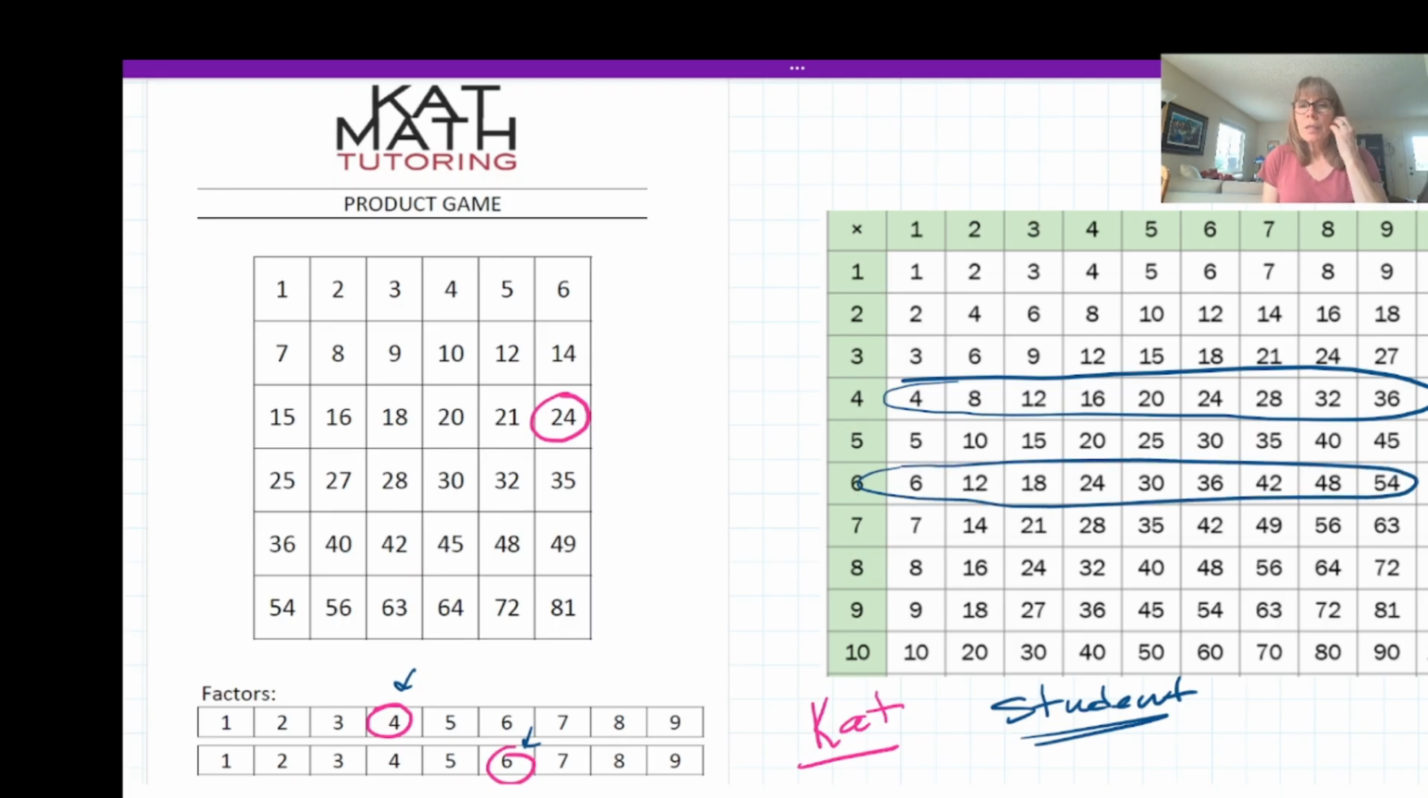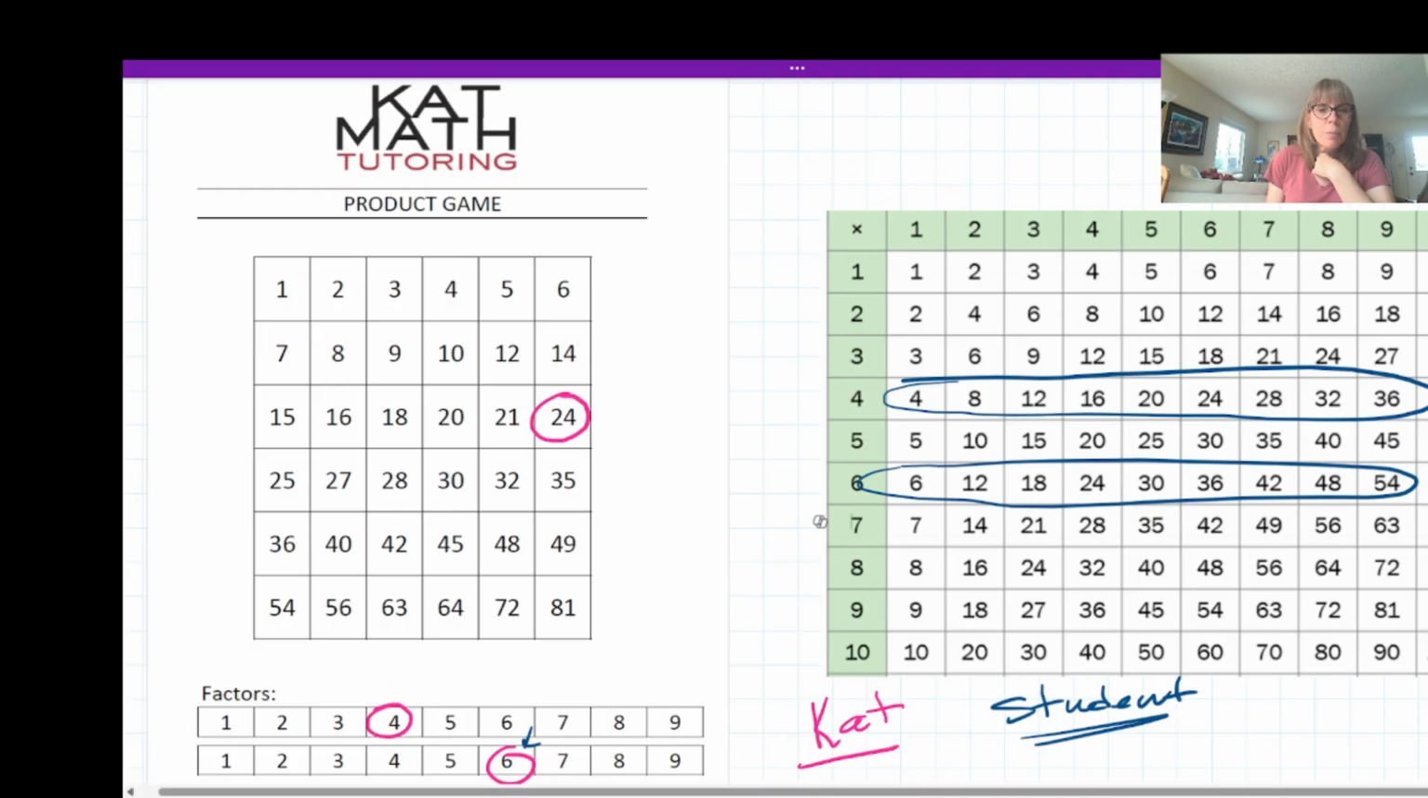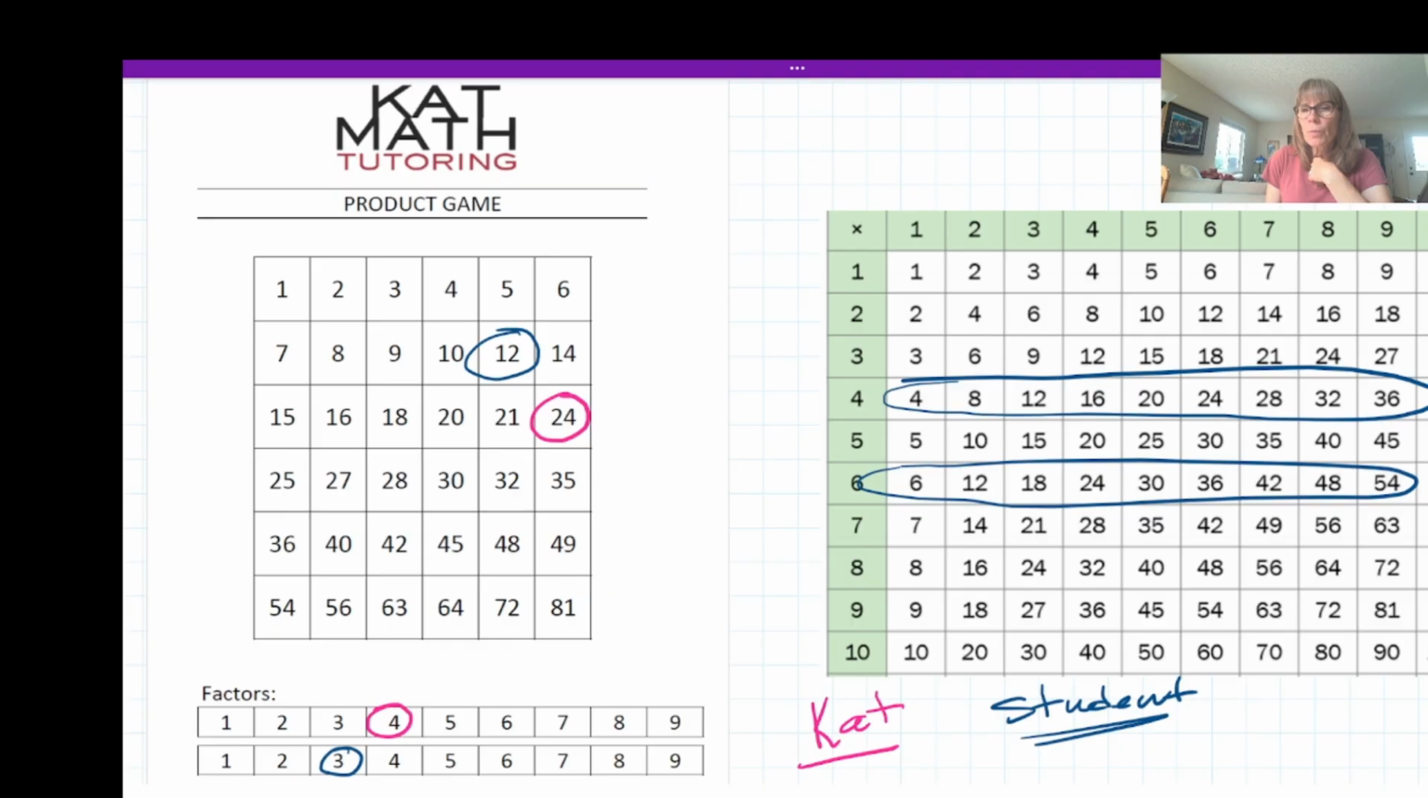They can look through the list, or if they have their multiplication tables memorized, they can look at the board and maybe see what number they want next. So maybe they'll choose 12. 12 is 4 times 3, so they're going to move this marker off the 6 and move it to the 3. And 4 times 3 is 12, so the blue gets the number 12.